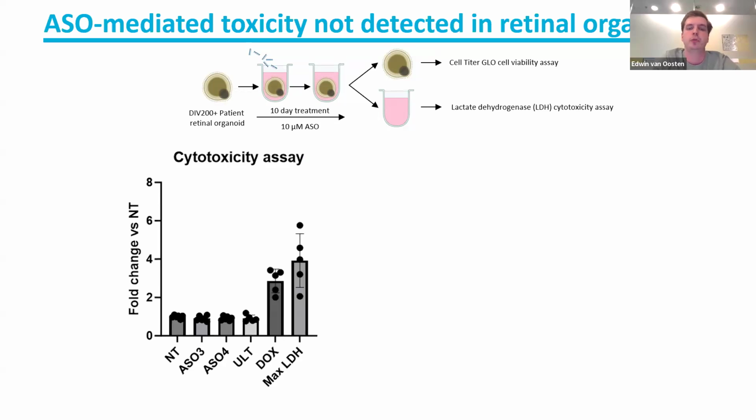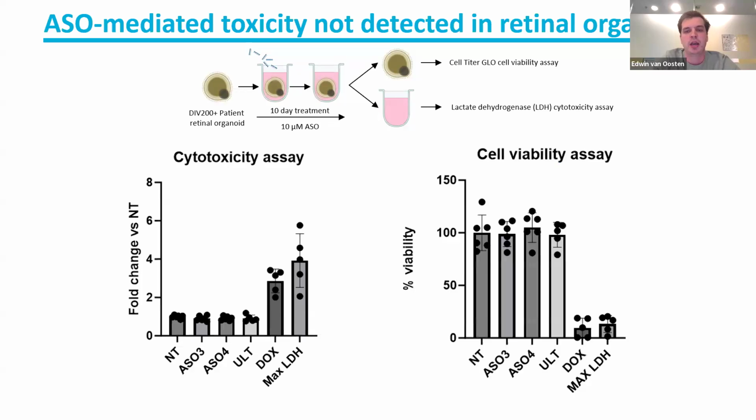We also included 2 positive controls. One we treated with doxorubicin, which caused cytotoxicity, and the other ones we lysed with 10% Triton to get an idea of the max LDH of these organoids. And also here we saw an increase. We used the same samples for our cell viability assay. And also here we did not see a decrease in cell viability in our 2 ASOs of interest, but also not ultevursen. And for doxorubicin and max LDH treated samples, we see indeed a massive decrease in cell viability.